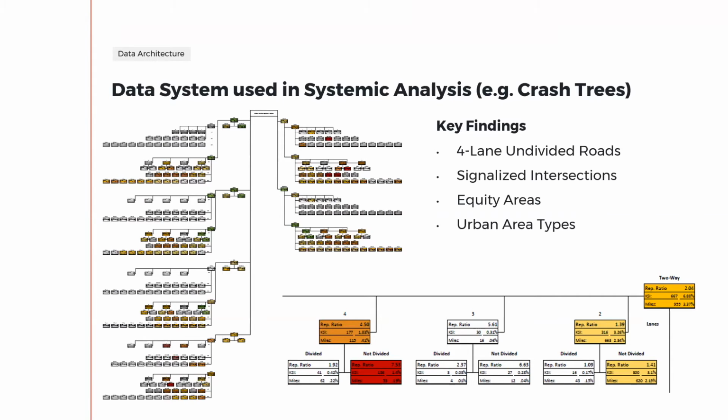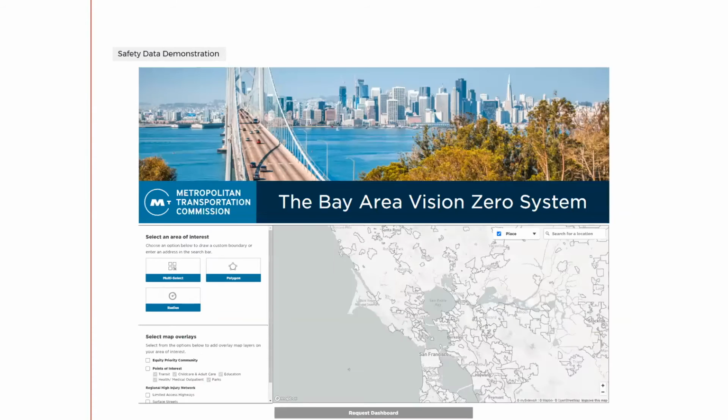What we found in doing this is, even as we were controlling for volumes, the width of the road and functional class, certain attributes really stuck out. 4-lane undivided roads, this is probably familiar in most places, were highly dangerous, as were signalized intersections. And if we were in equity priority areas, which are essentially environmental justice tracts, or within more urban area types, we found elevated levels there as well. And so this is one of the consultant applications of the safety data system that was used here.